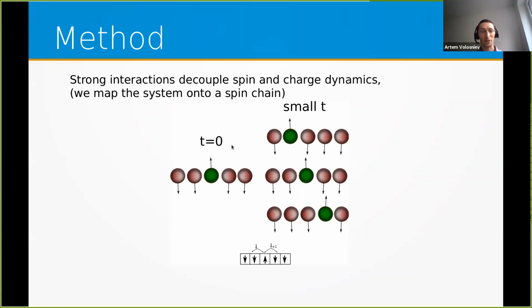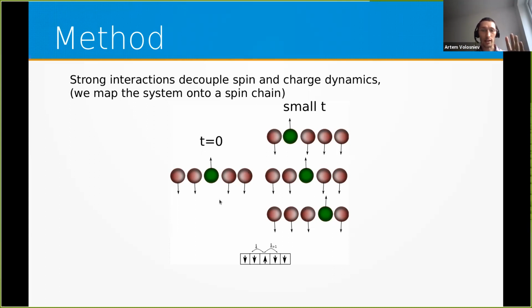Right, so here basically the method is pictorial. I will become a bit more technical on the next slide, but here just a pictorial idea of what is going on. I told you that we would like to have strong interactions because they decouple spin and charge dynamics. And that basically means that we map the system onto a spin chain. All right, so I'll just explain what it means.